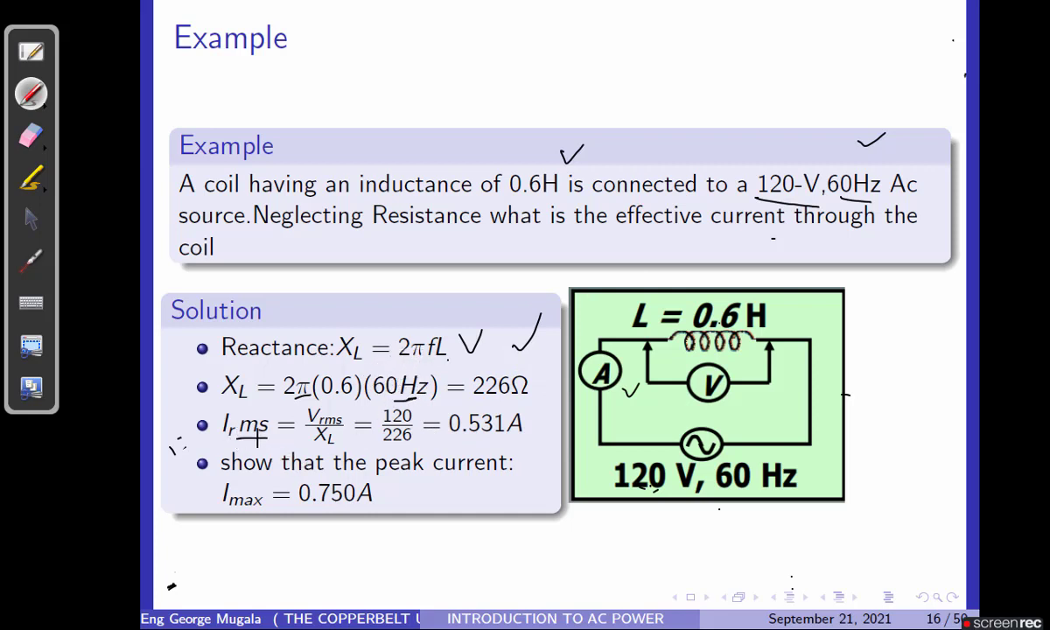And then we know that IRMS can be calculated by VRMS divided by XL, so 120 divided by 226. We get 0.53 amps. Now we can also show the peak current. How do we calculate the peak current? It's simple. You remember the relationship: IRMS is equal to Imax divided by root of 2. So if I know my RMS, then I can just multiply by the root of 2 to get my Imax.